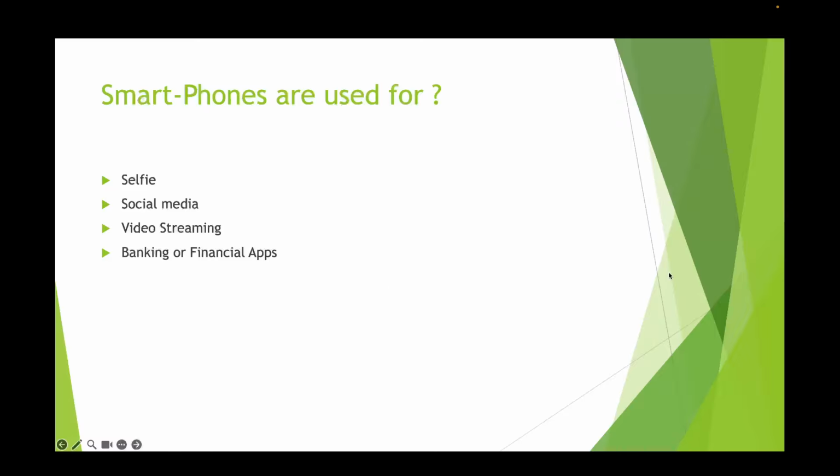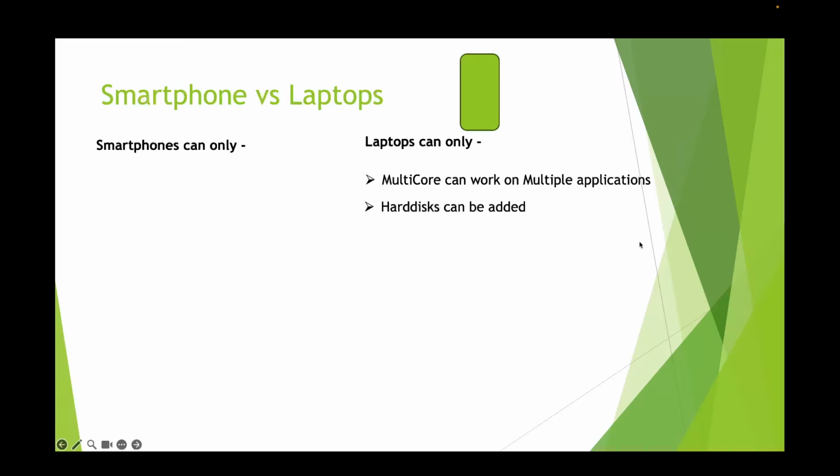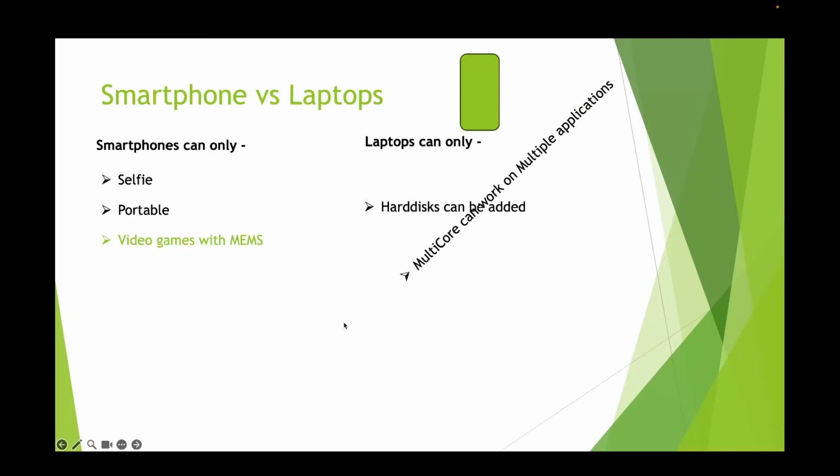Practically, when I click it, selfie should be there. When I click it, social media should be there. When I click it, video streaming, and so on. You can repeat this, and I can do it because I have not added any animation or transitions. The next slide directly loads up. And now smartphone can only do selfie. And you have the portable, you have the video games with MEMS, and then the multi-core can work because multi-core was already there. So you have to arrange the sequences.